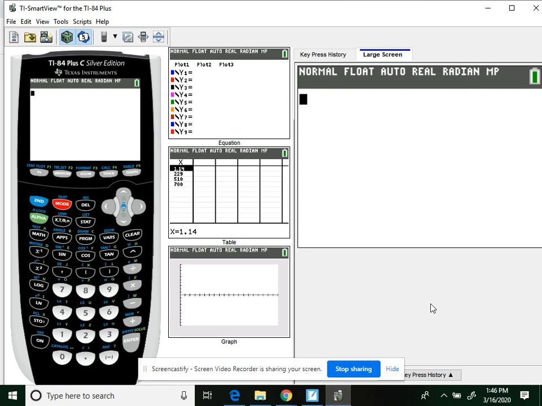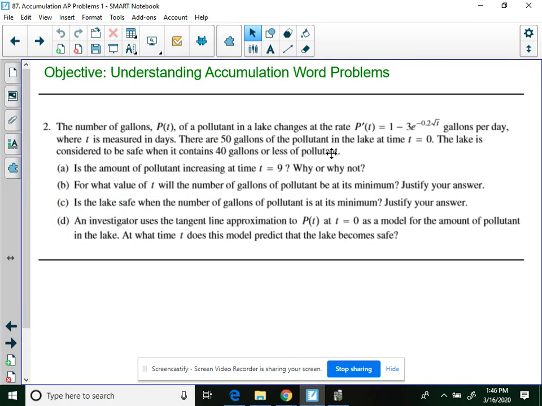Hey guys, so I want to take you through the calculator work for number 2, the pollutant problem. Number 1, we didn't need a calculator, so I want to take you through number 2. To start with, they gave us P prime of t. Let me show you. This is the problem I'm talking about, the pollutant. So I'm going to start by putting that into y equals.